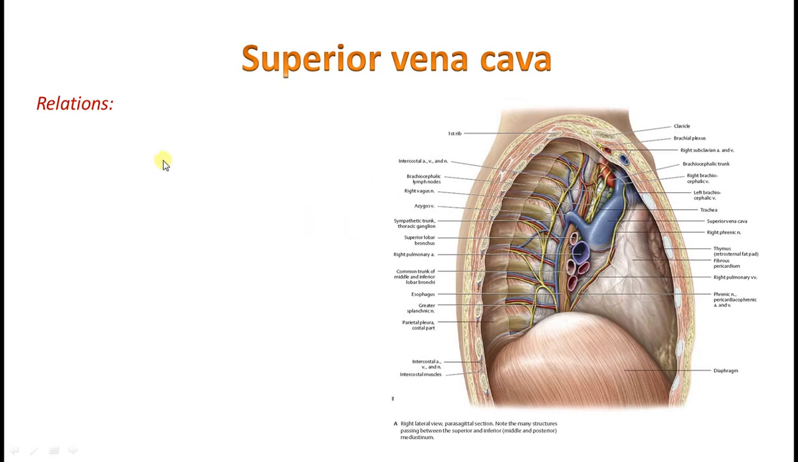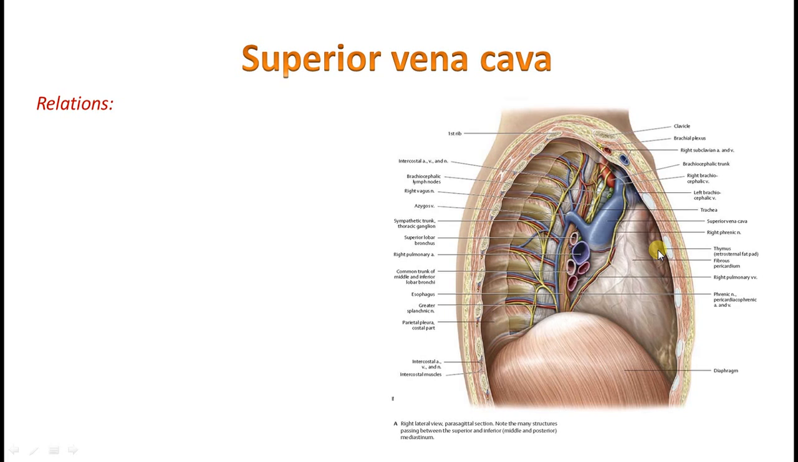So, relations of the superior vena cava. In front, it is related to the anterior border of the right lung and pleura. And since it is piercing the pericardium at the level of the second costal cartilage, that also forms an anterior relation. In front of the lung, you will have the intercostal spaces, especially the first and second intercostal spaces with the intercostal muscles, and then the internal thoracic artery anteriorly.